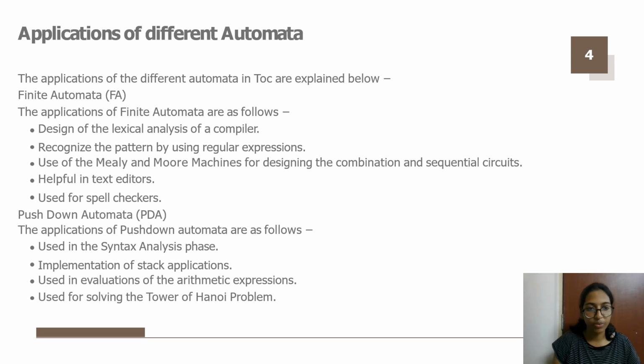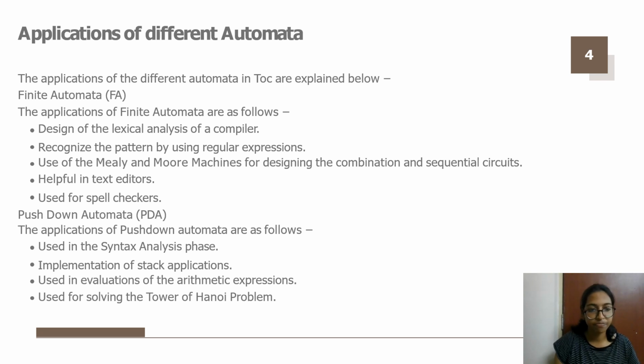Applications of different automata. The applications of different automata in TOC are explained below. Finite automata. The applications of finite automata are as follows: design of the lexical analysis of a compiler, recognize the pattern by using regular expressions, use of the Mealy-Moore machines for designing the combination of sequential circuits, helpful in text editors, and used for spell checkers.